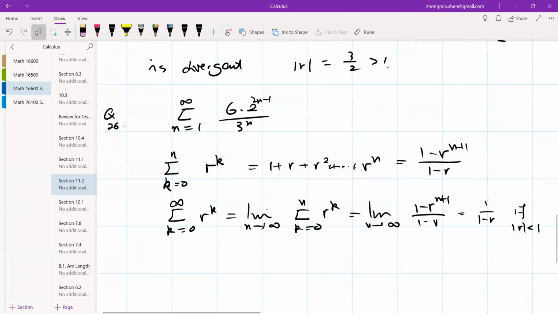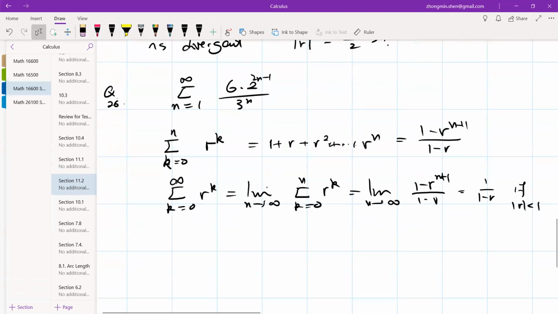So this notation, n equals 1 to infinity, really means the limit. Now let's look at the example. I'm going to use k. Let k start from 1 to n. So 3 to the n over 6 to the 2n minus 1.